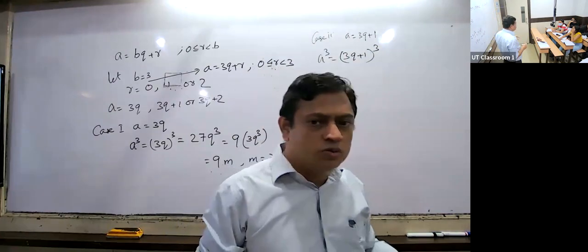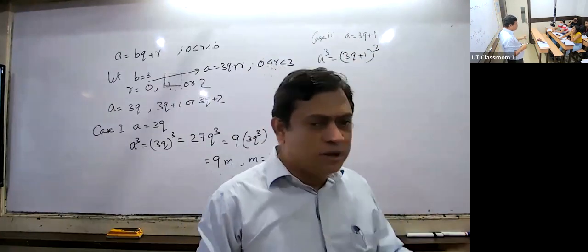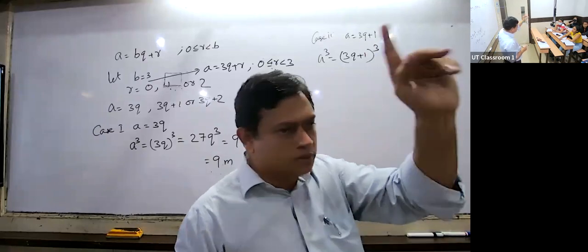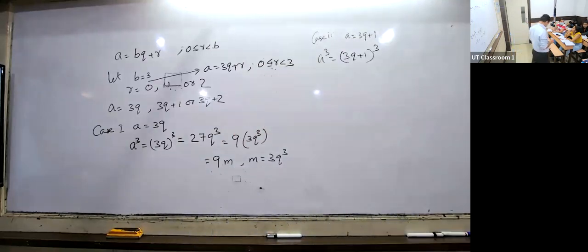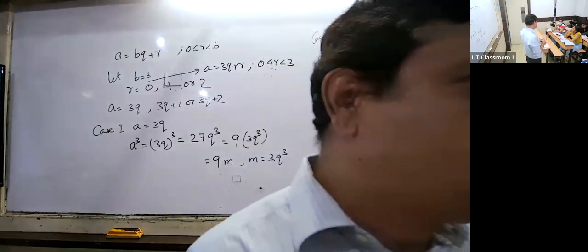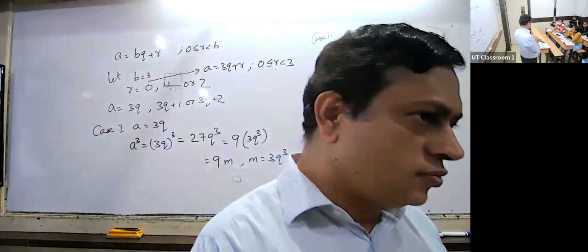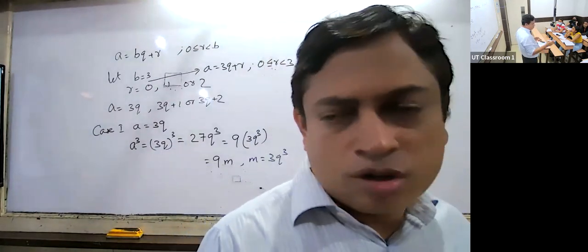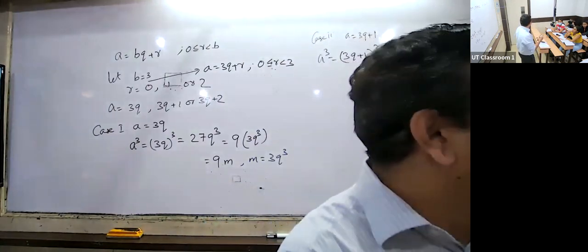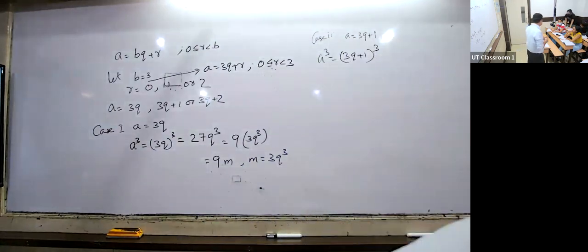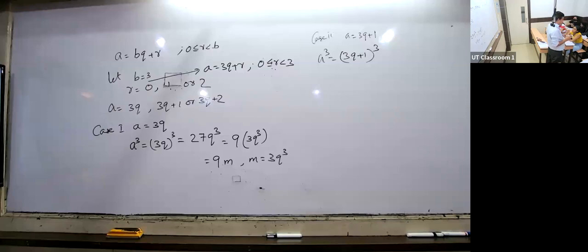What is a plus b whole cube? Those who know, raise your hand. Only one person knows. Second person knows. Third, fourth. Yes, you tell. There are 2 ways. x cube plus y cube plus 3xy into x plus y. So there are 2 ways you can write. What she said is a cube plus 3a square b plus 3ab square plus b cube.